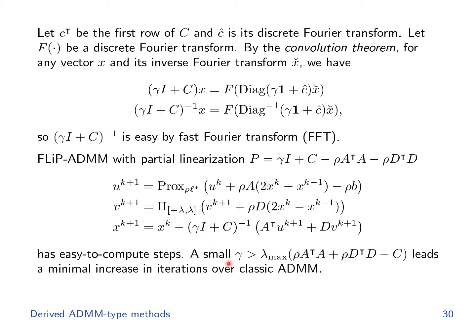And this method converges under this condition, which follows from theorem 6. And compared to classic ADMM, there's only a minimal increase in the total number of iterations. And compared to PDHG, the total iteration is much smaller. And compared to classic ADMM, the cost of every step is significantly reduced from a cost which is probably n cubed to a cost of only n log n.